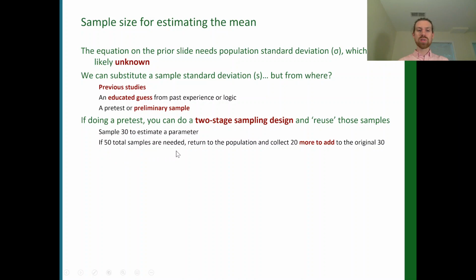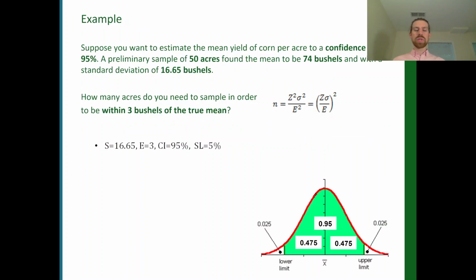If 50 total samples are then needed, we would need to return to the population to collect the additional 20 in order for us to get to our ideal 50 samples. So we would pre-sample 30, get the value that we needed, and then when we've got that information, we can return and collect the final 20, knowing then that we need 50. So how do we do this in practice?